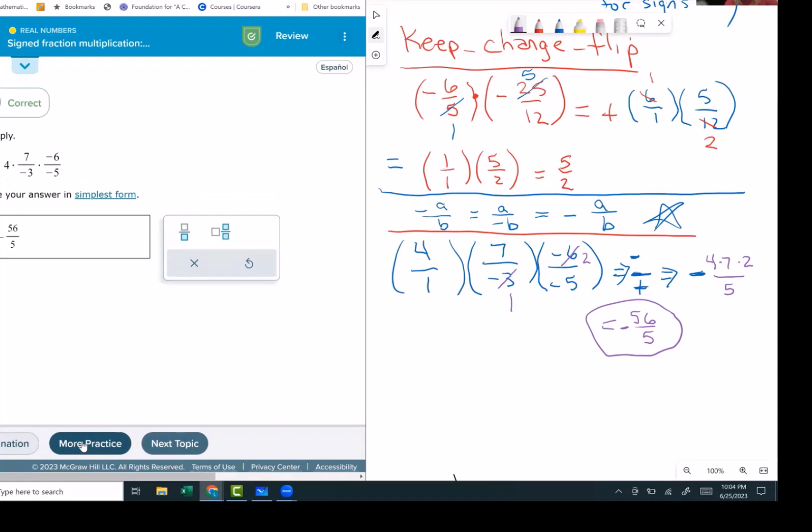See, it doesn't matter where the negative is. I like to take it completely out of the fraction. It would have been negative 56 over 5. It would have been 56 over negative 5, but I like to pull it out completely.